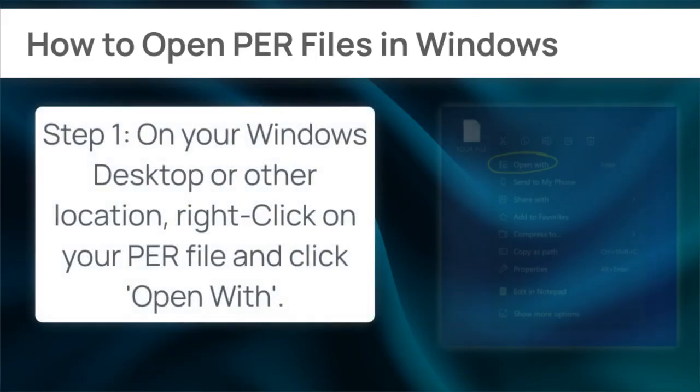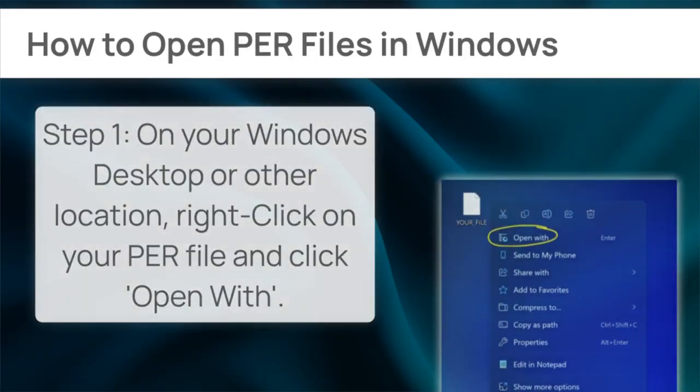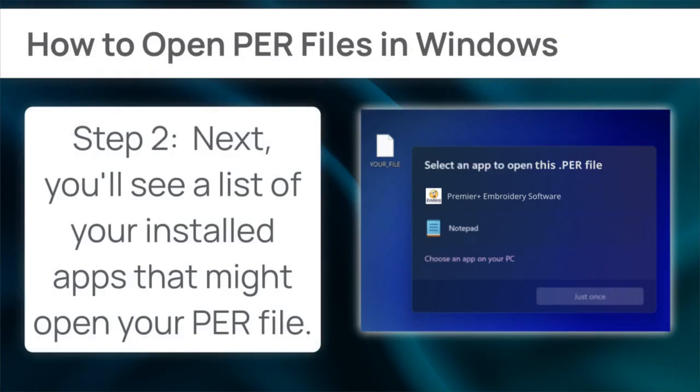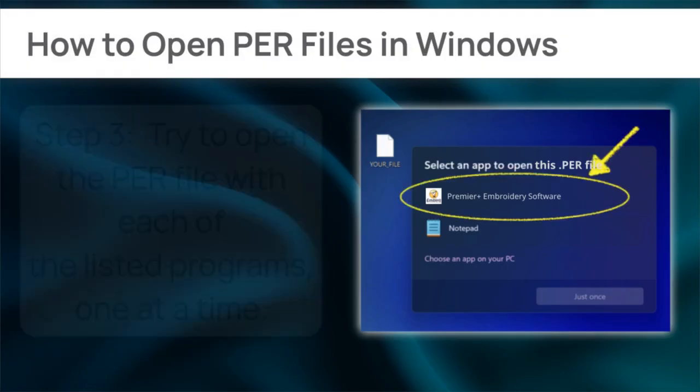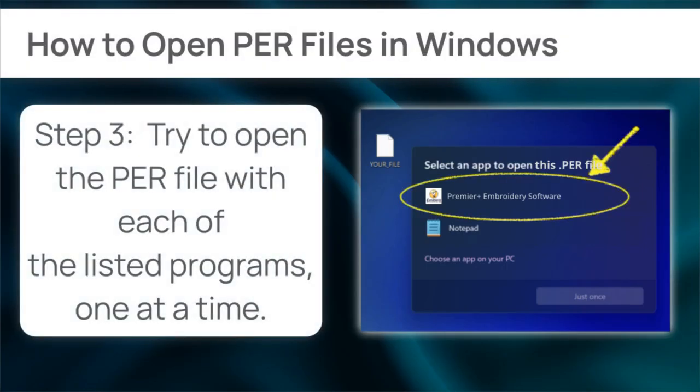We're checking for file recognition by all compatible apps. Right-click your PER file and click Open With. If Premier Plus Embroidery Software is an option, try it. If it fails, select another program. We must find the right software association.